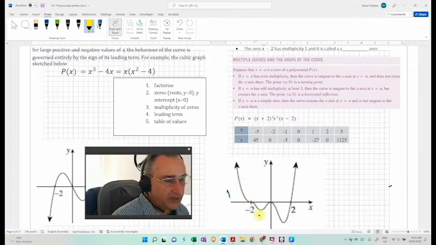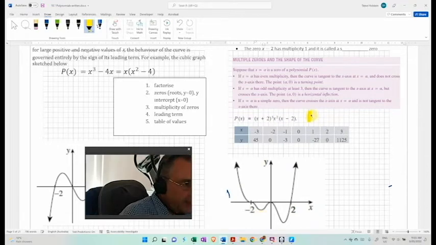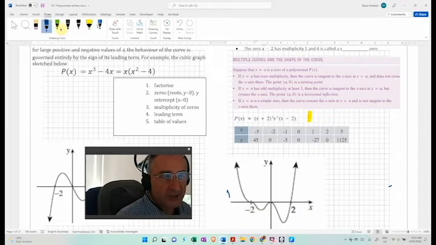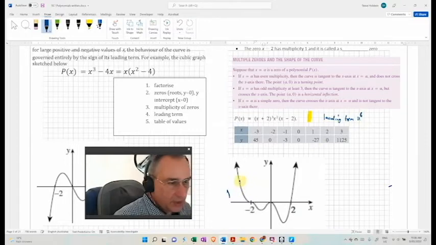We know that we go from positive to negative. We know it for two reasons. Number one, because the leading term is an x to the 6. And so it means it goes from positive to negative. We also know that we can see here when you do f of minus 3, it's 45. When you do f of minus 1, it's minus 3, and so on.